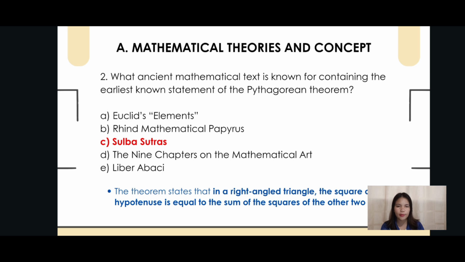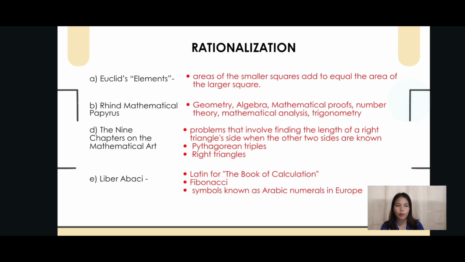So how about Euclid's Elements? Euclid's proof of the Pythagorean theorem was unique. It contains the proof of the Pythagorean theorem and its approach and organization. He proved the theorem by showing that the areas of the smaller squares add up to equal the area of the larger square. The Rhind Mathematical Papyrus is an Egyptian papyrus that dates back to around 1800 BCE. It contains Pythagorean triples, which suggests that the Pythagorean theorem was known in ancient Egypt and Babylon. So it does not state the known statement of the Pythagorean theorem.